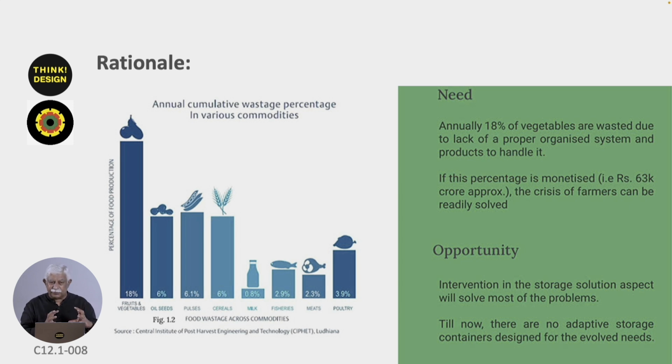So, it looks like there is a problem with storage, and a problem with transportation. The figures are very high. It's almost 63,000 crores that is lost here. So, it's a great opportunity to do something in this field. Intervention is required. And so, is there an adaptive storage method that can actually mitigate some of these issues? That is the bigger, broader picture here.